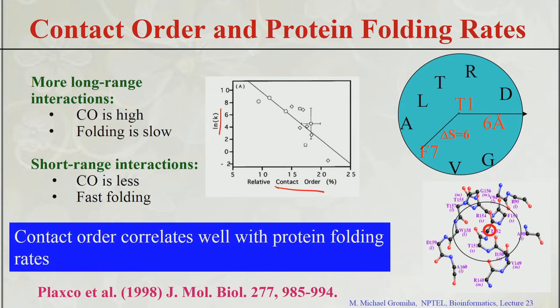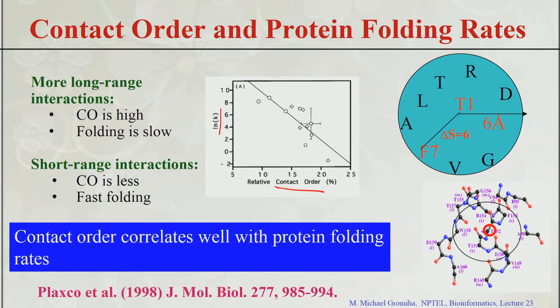You can see the inverse relationship between the contact order and the folding rate. That means the assumption we made is correct. If you have more contact order, there is less folding rate. If less contact order, the folding rate is high, it folds fast. So, the correlation is about 0.7 to 0.8, showing an inverse relationship between the contact order and the folding rate.